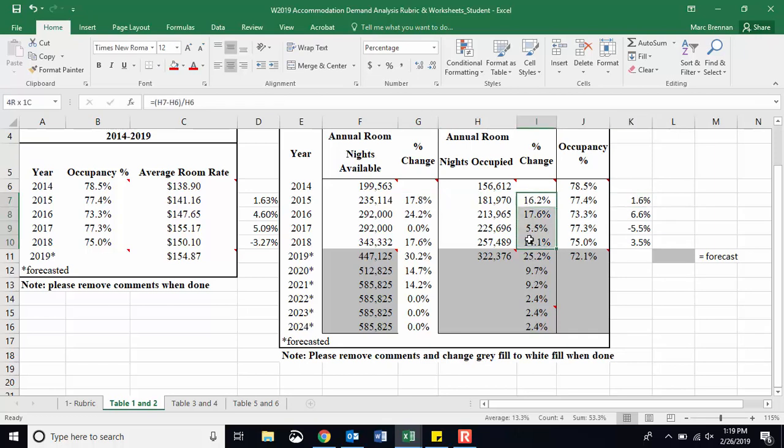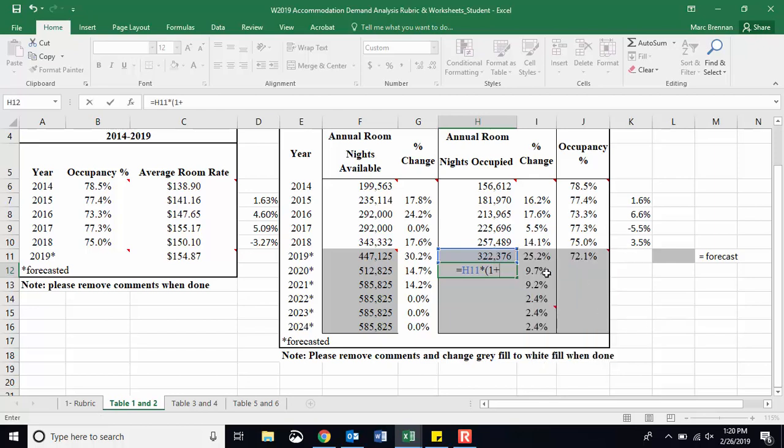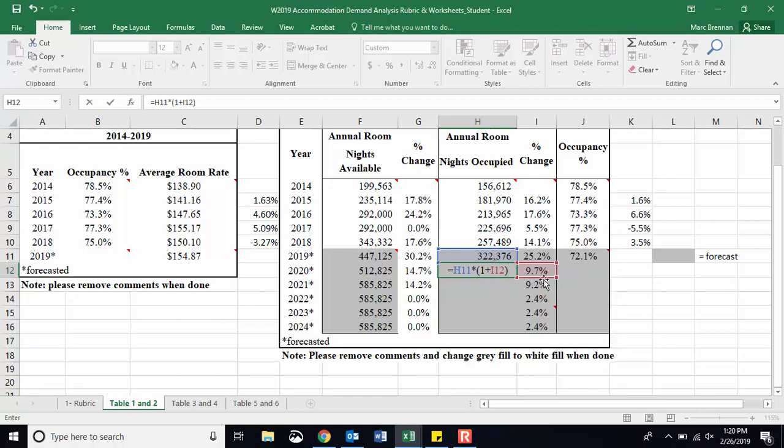So there was increased demand because of more rooms, but not as much of an increase ever. The only exception would be when hotels are not built. You'll see demand outpace supply. Okay, but that makes sense. So then if we do this, we go equals U times 1 plus, and that's just another way of saying 2019 times 1.097. Okay, and we press enter.